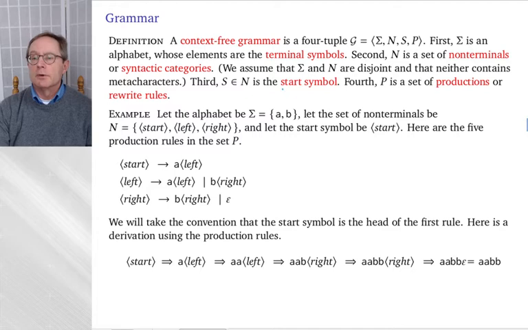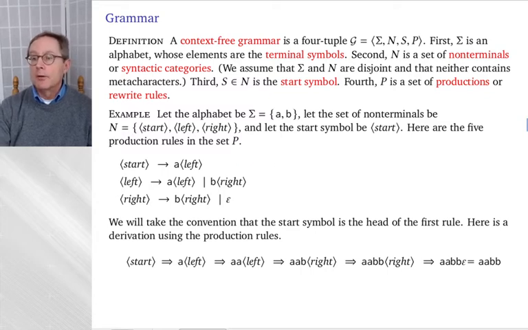S is the start symbol. In the English language, it was sentence. Our practice will be to always write the start symbol as the head, the left-hand side, of the rule that we write first, just because we need a rule, so that's the rule we're going to use. And then fourth, P is a set of productions or rewrite rules.